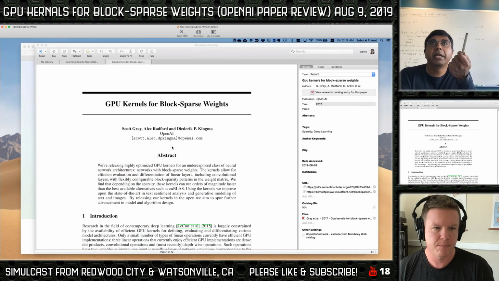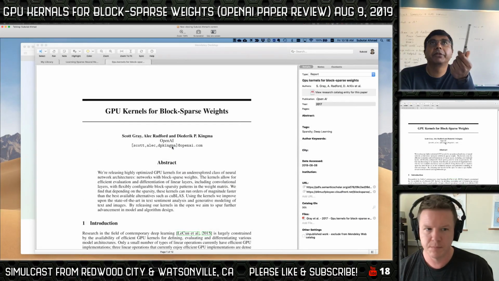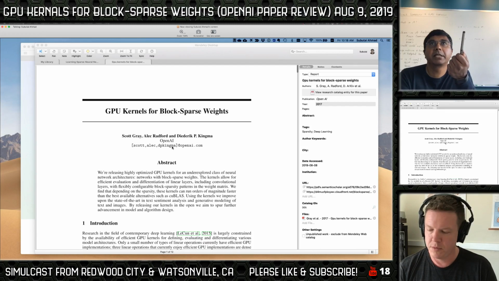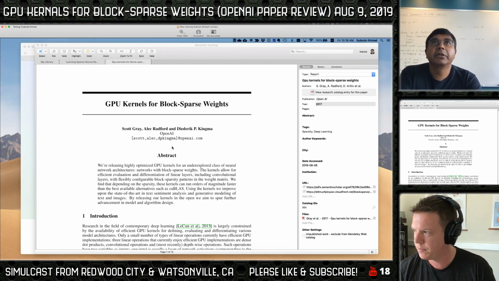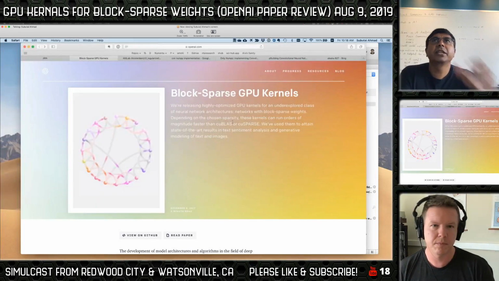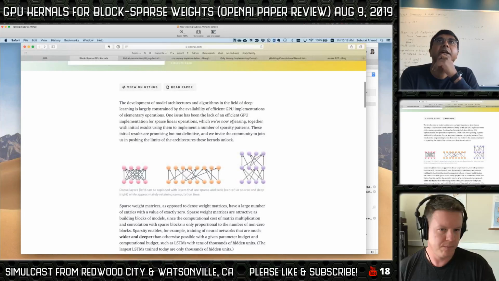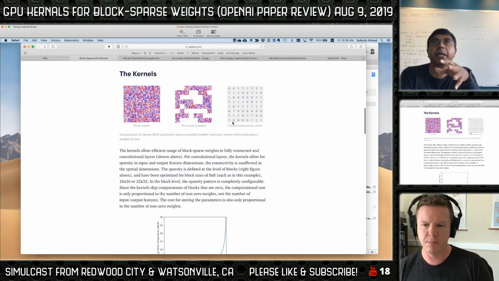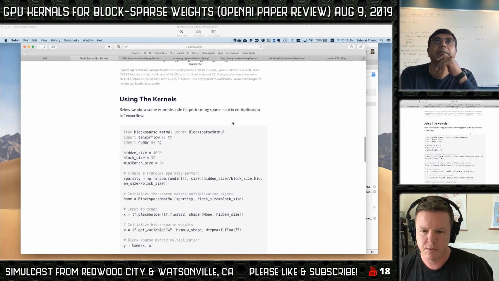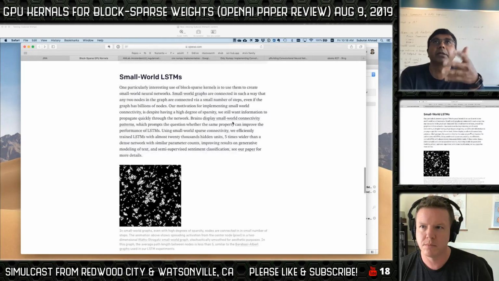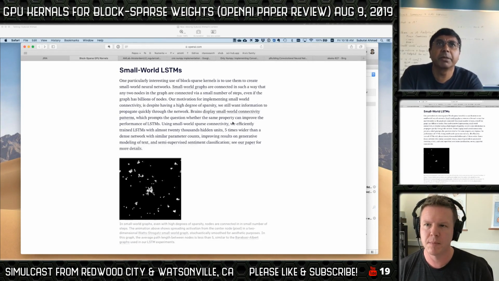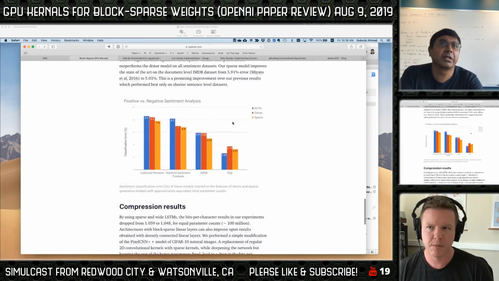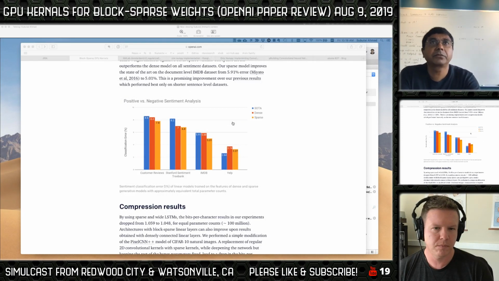So today we'll go over this paper briefly, the GPU kernels for Block-Sparse weights. You can still see the paper if you want on the YouTube page. Scott Gray, Alec Radford, and Diederik Kingma from OpenAI. They also have an associated blog post in here. I'm just going to focus on the paper. I think the blog post is redundant. The paper has more information. I'm going to stick with the paper for now, but this blog post is also there if anyone wants to look at it.